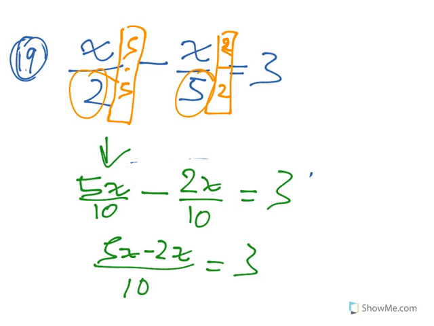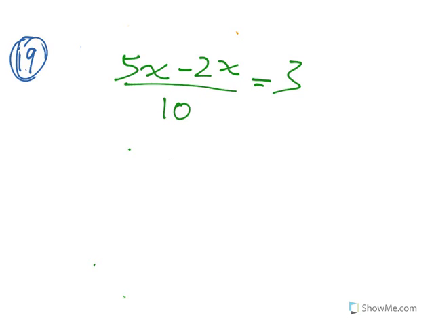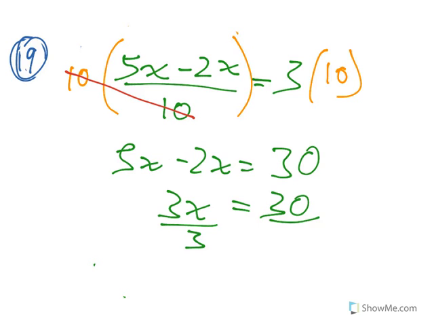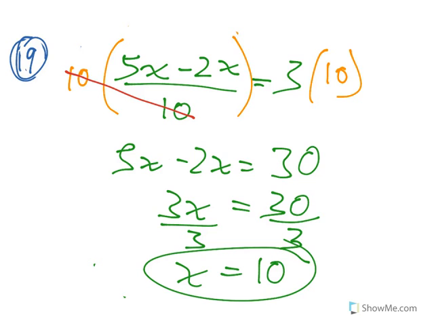When we have this laid out now, we simply have to, again, remove a fraction. So this is 5x minus 2x divided by 10. Well, to get rid of the 10, we just multiply the whole thing by 10, because dividing a number by 10 and multiplying a number by 10 is the same as doing nothing. But what we do here, we have to do on the other side. So now we have 5x minus 2x equals 30. Combine our like terms and get rid of our coefficient, the 3. That leaves us with 10. x equals 10.